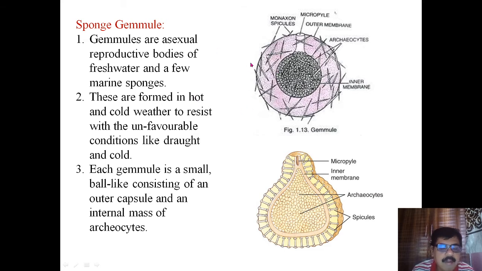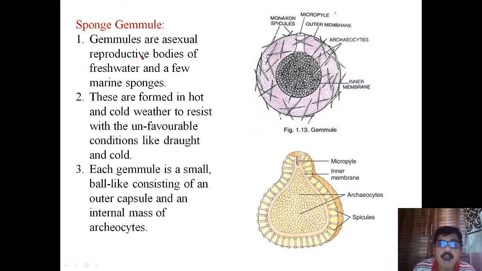As Giardia and Entamoeba were protozoan parasitic animals, we have written the classification. This gemmule structure is of the Porifera, and it is not an animal. These are formed in unfavorable conditions. Therefore, you don't need to write the classification of this gemmule.